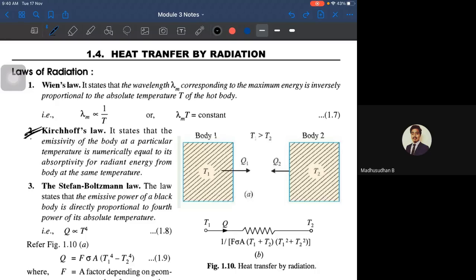The law most useful for solving problems is not Wien's law nor Kirchhoff's law, but Stefan Boltzmann's law. Stefan Boltzmann's law will help us solve numerous problems on radiation. So let us see what it is. Can I call Rachan? Rachan Bhandari? Rachan? Can you read out Stefan Boltzmann's law?